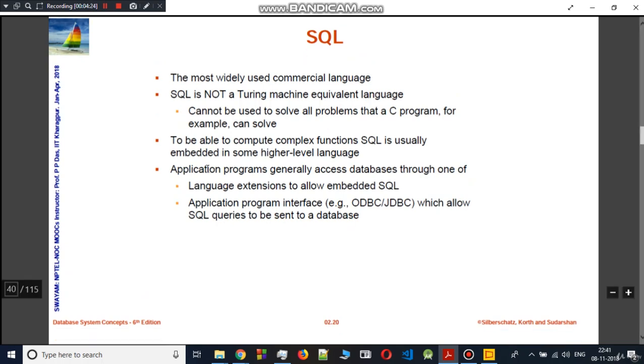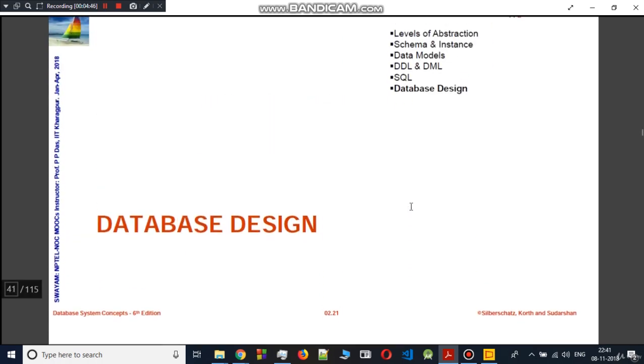Application programs generally access the database through one of the language extensions to allow embedded SQL. Application program interfaces include ODBC and JDBC. Have you ever heard about JDBC in Java? It allows you to perform the operations via the Java language. So that's all about SQL.